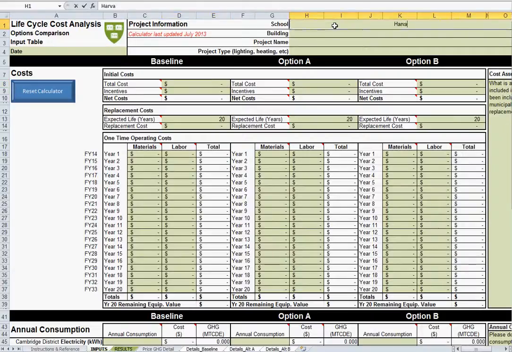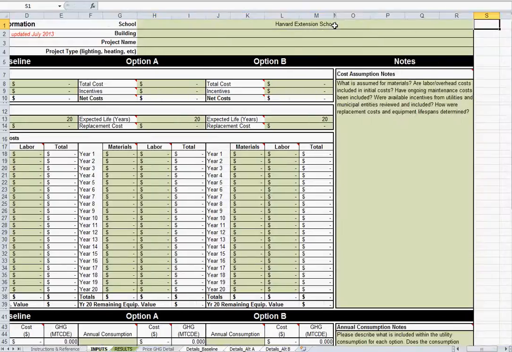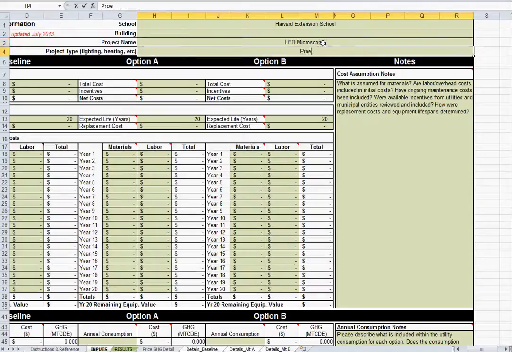So we could put in some sort of orienting information. We could talk about the Harvard Extension School. We could talk about different buildings and project names. This is going to be an LED microscope, so probably actually not something we would see too often at the Extension School. I'm pulling this from some analysis that the Harvard Medical School was doing, looking at purchasing decisions for some of their lab microscopes. And this is a process energy project type.